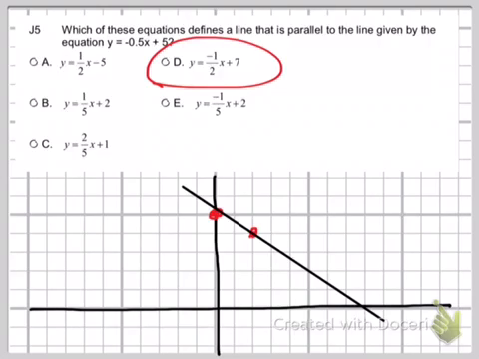Number 5, which of these equations defines a line that is parallel to the given equation y equals negative 0.5x plus 5? Well, I know my y-intercept is at 5, and negative 0.5 is the same thing as negative 1/2, so I graphed it. Any line that's parallel, remember you learned that in coordinate algebra, has the same slope, so it would have to be D, y equals negative 1/2 x plus 7, because they both have a slope of negative 1/2.